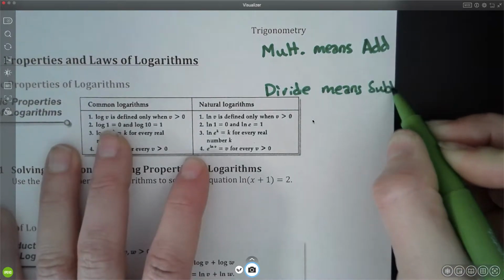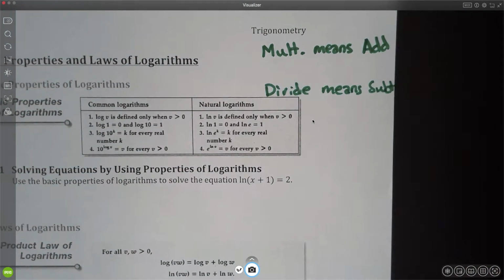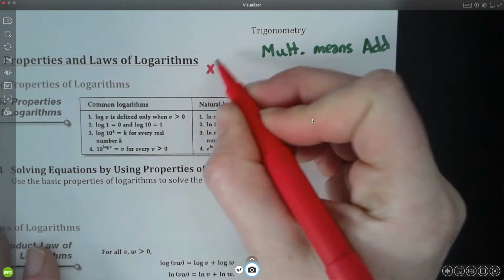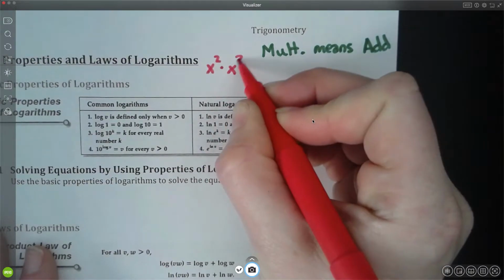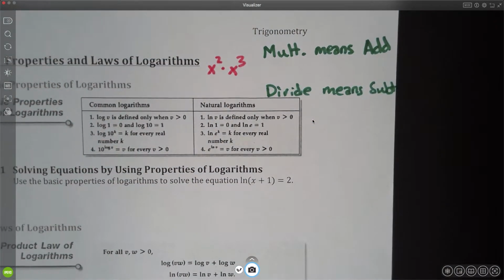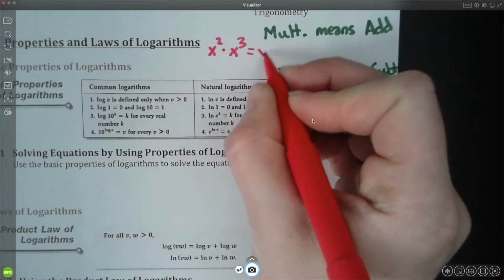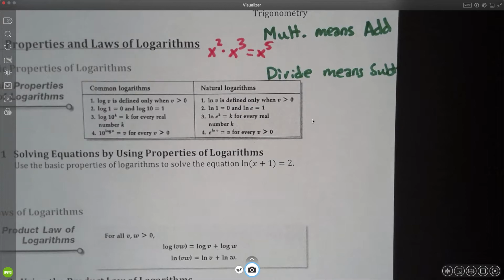Okay, I'll do an example of these. Multiply means add, divide means subtract. When you have x squared times x to the third power, that is multiplying. But what do you do to the exponents? You add them. You are adding the exponents, okay? All right, and let me show you what this looks like in log world.